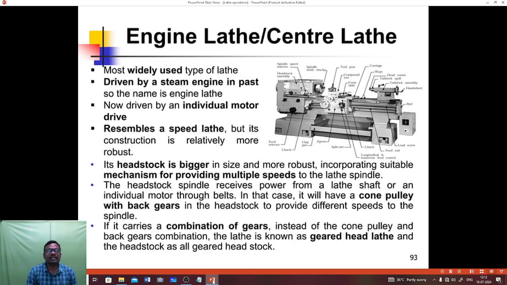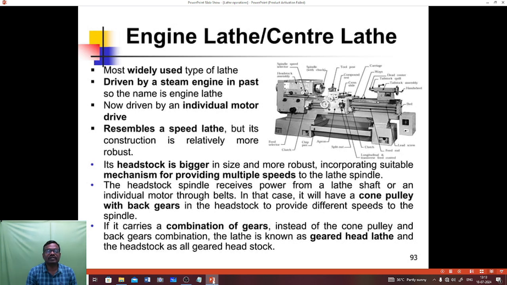Engine lathe or center lathe is the most widely used type of lathe. It was driven by a steam engine in the past, hence the name engine lathe. Now it is driven by an individual motor drive. It resembles a speed lathe, but its construction is relatively more robust. Its headstock is bigger in size and more robust, incorporating a suitable mechanism for providing multiple speeds to the lathe spindle.